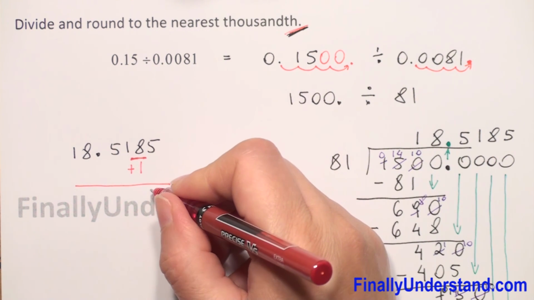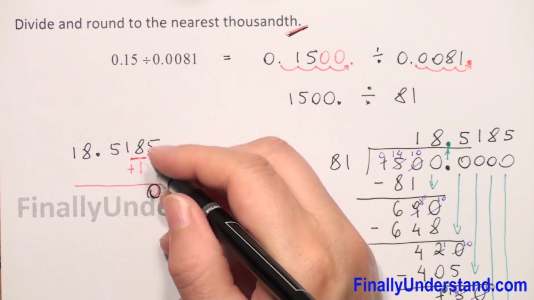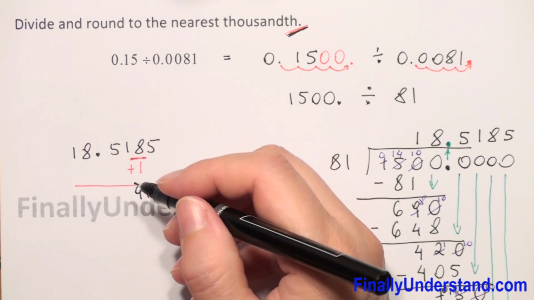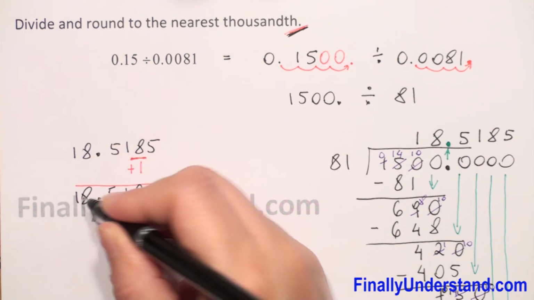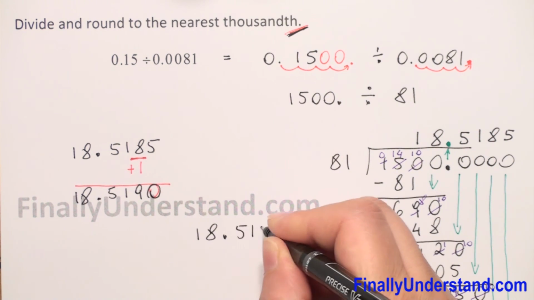So the 5 we change to 0. And now we have to add 8 plus 1 is 9. And whatever we have before our underlined digit, we have to copy. So we got our solution 18 decimal point 519.